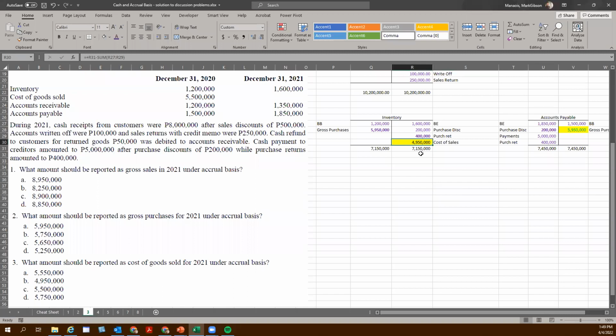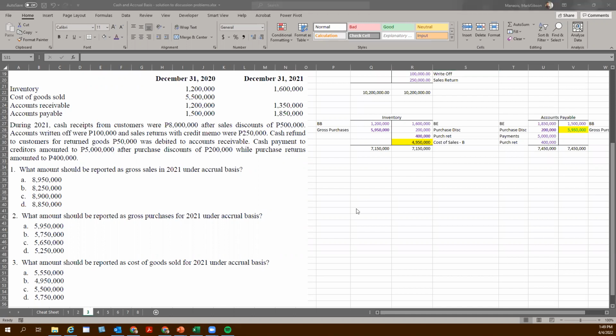Squeeze in now the cost of sales. That would be 7,150,000 less 1.6 million ending balance, less the purchase discount of 200,000 and the purchase return of 400,000. So we have 4,950,000 or letter B. Again, we are working under the assumption that you already know all the entries impacting your inventory. So when you purchase, it's debit inventory, credit purchases, credit accounts payable. Okay, so that's problem number 3.